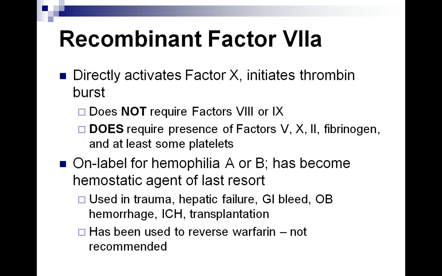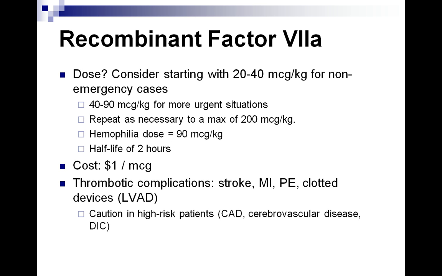Some people thought it would be a real magic bullet. And the first question was what dose to use. So we know the hemophilia dose is 90 micrograms per kilogram, but what about your patient who comes in by EMS for a massive trauma? Most people would start with 20 to 40 mics per kilogram if it's not an emergency, and more like 40 to 90 for more urgent situations, with the maximum dose of 200.